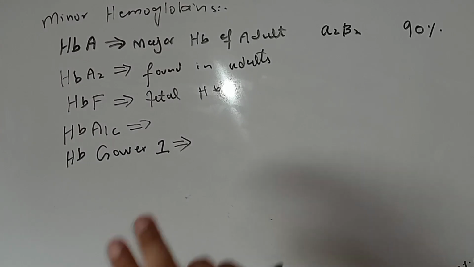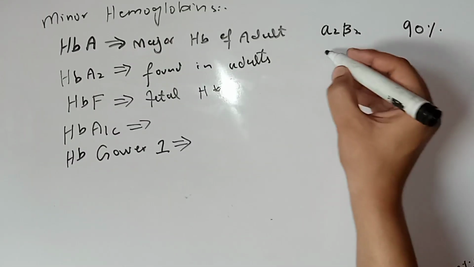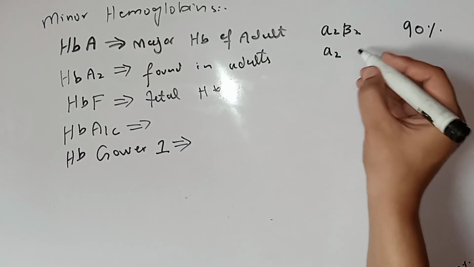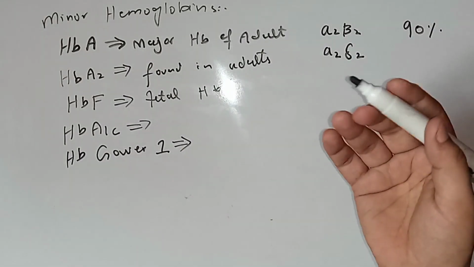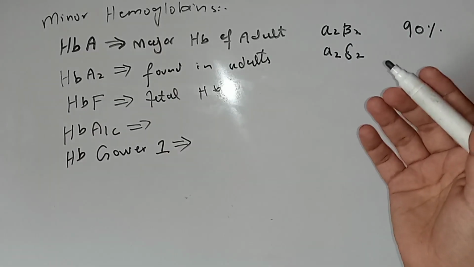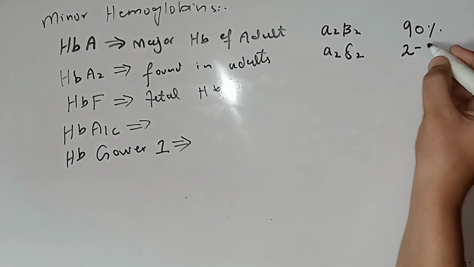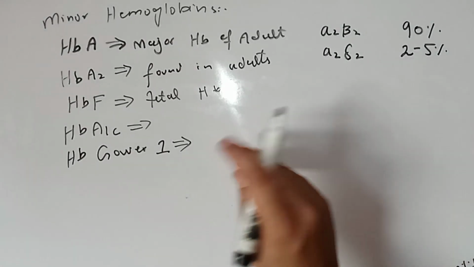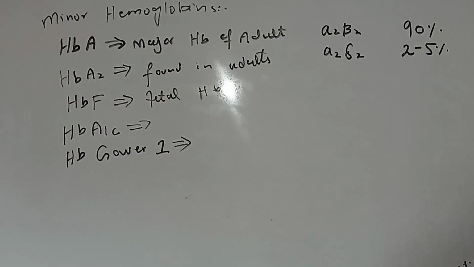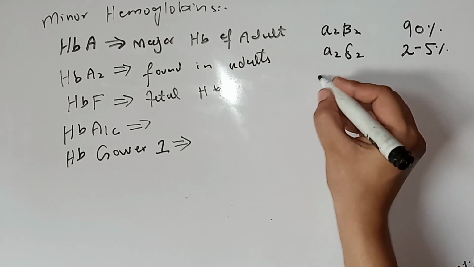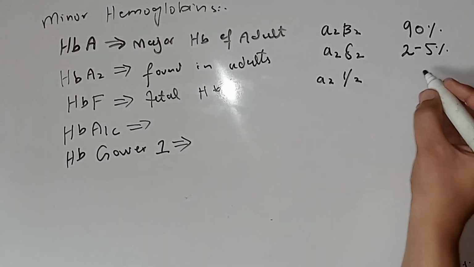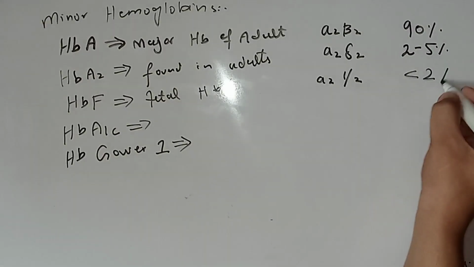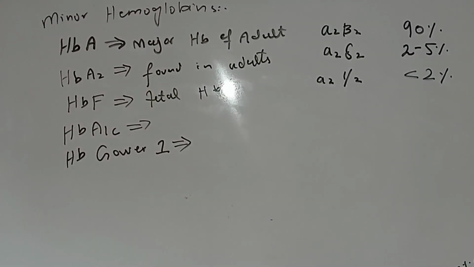Now come toward HbA2. HbA2 is composed of 2 alpha chains and 2 delta chains, and in adults it contributes 2 to 5% of the total hemoglobin. And then come toward the fetal hemoglobin HbF. HbF is composed of 2 alpha chains and 2 gamma chains, and in adults its percentage is less than 2%.